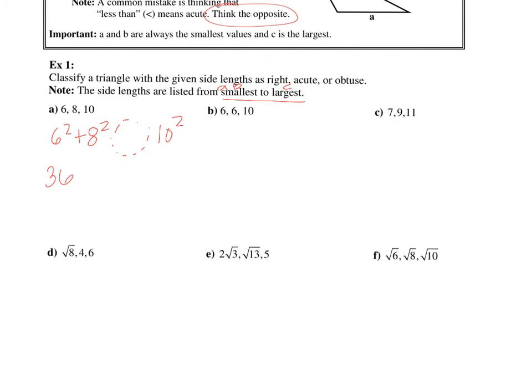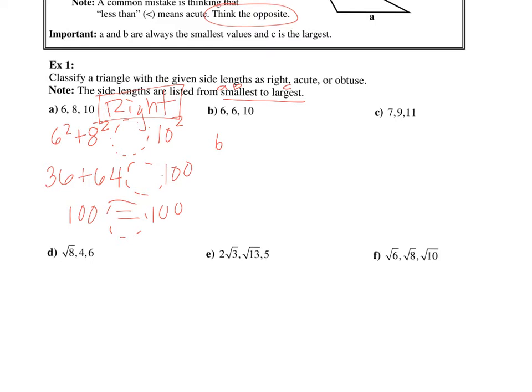So I have 36 plus 64 is something to 100. So I have 100 is something to 100. Those would be equal. So I have a right triangle. All right, that's all there is to it.